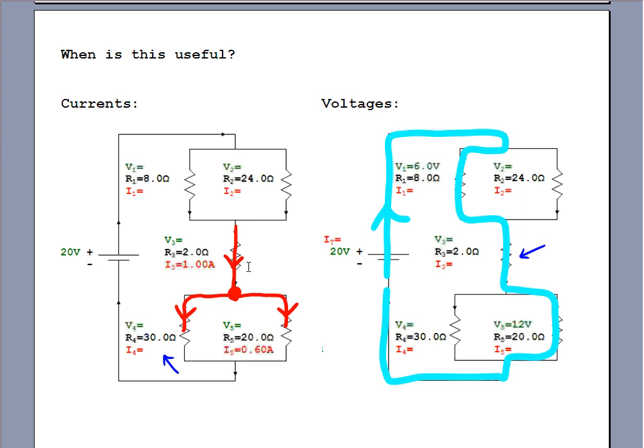For voltages, it's a little trickier. You have to be thinking about loops. So you have to find a loop where you know every single voltage drop and gain except for one. So in this loop, I see a gain of 20, I see a drop of 6, a drop I don't know, and then a drop of 12. Well, I can account for 18 volts of drop, and this would have to be the rest. That's why V3 would have to be 2. So that's a situation where you would actually be applying these circuit laws to find some useful value for you.